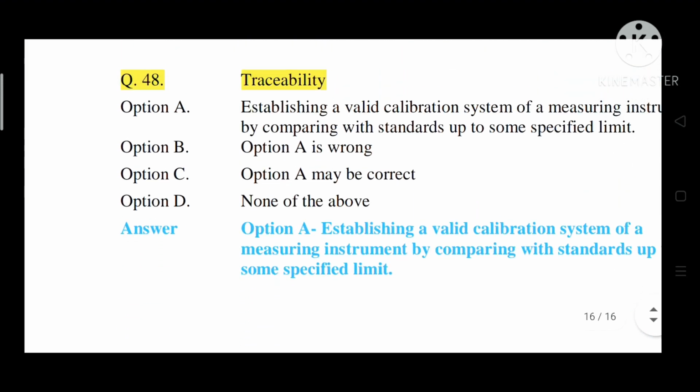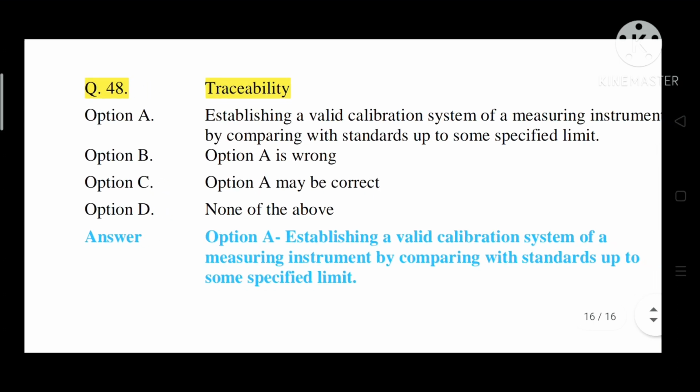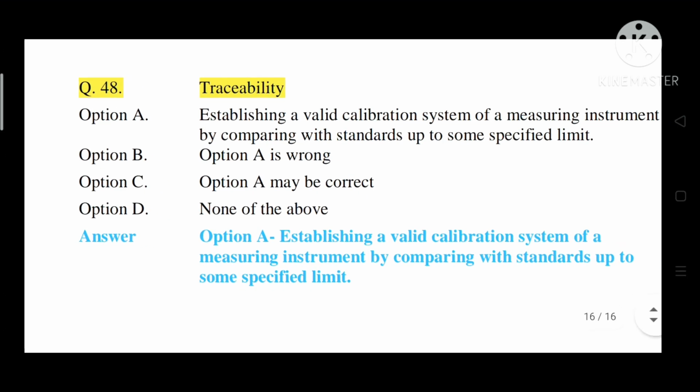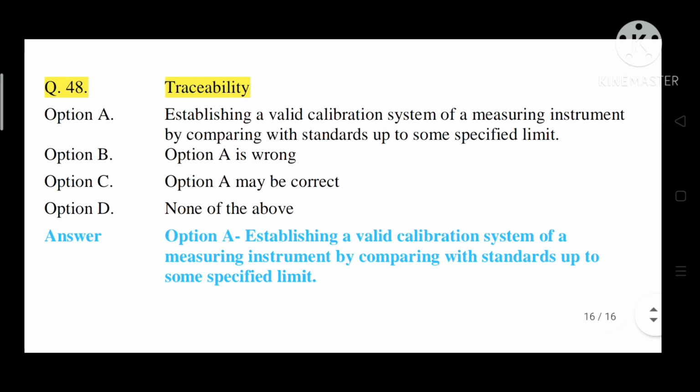Question number 48. What is traceability? So options are given. Option A, establishing a valid calibration system of measuring instrument by comparing with standard up to some specified limit. Option B, option A is wrong. Option C, option A may be correct. Option D, none of the above. So correct answer is what? Option A, that is establishing a valid calibration system of a measuring instrument by comparing with standards up to some specified limits. That is traceability.